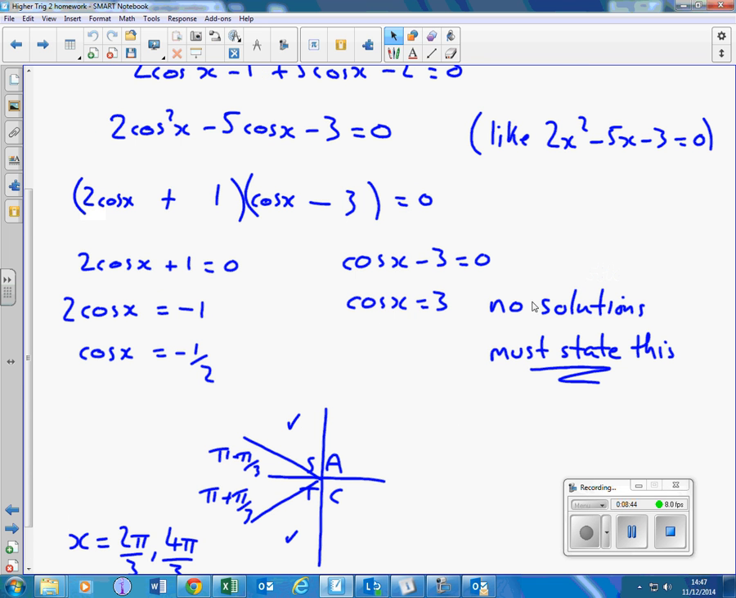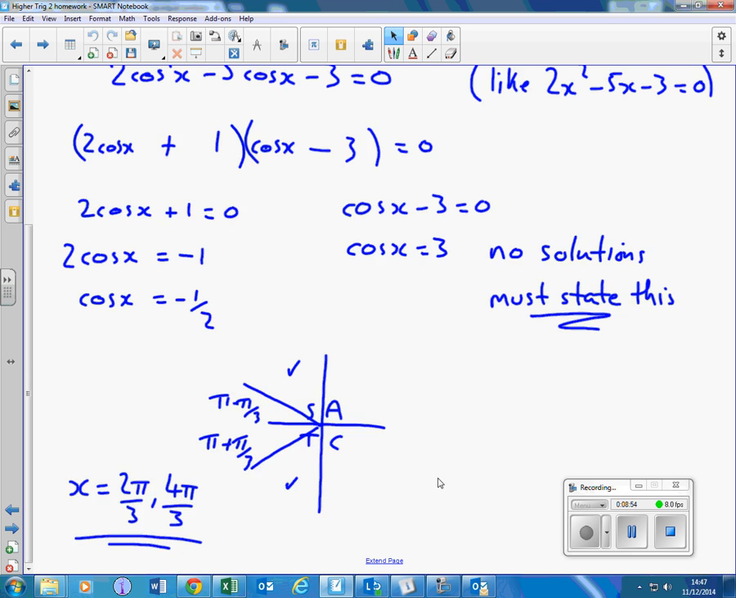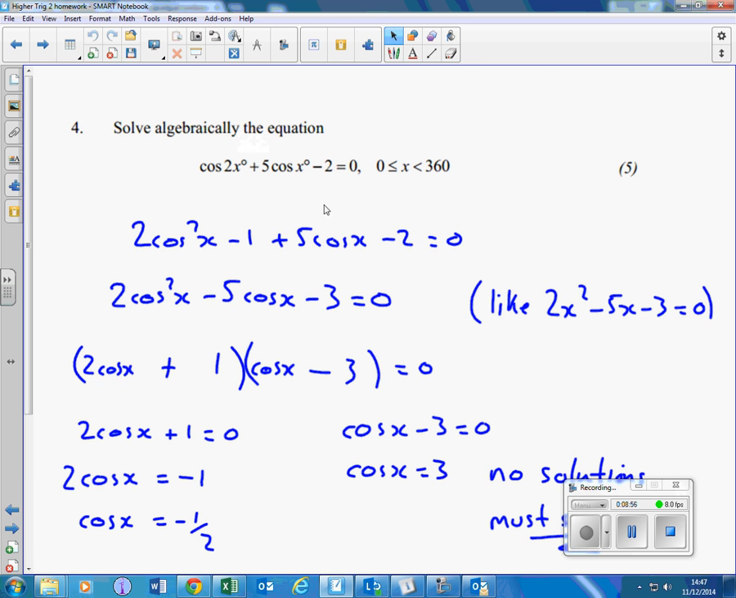Again, we must make this statement over here. Do not write something like maths error or whatever it says on your calculator. Don't leave it blank. You need to make the statement to pick up the mark there. And that is the homework complete.